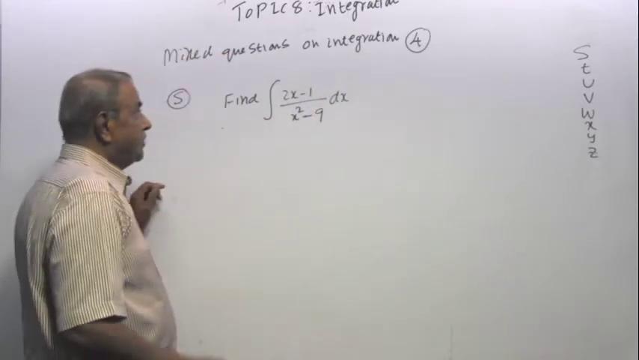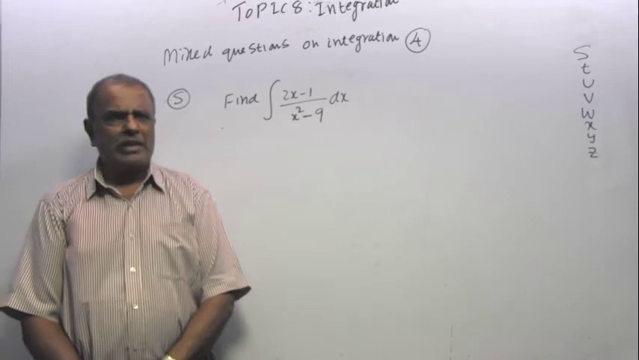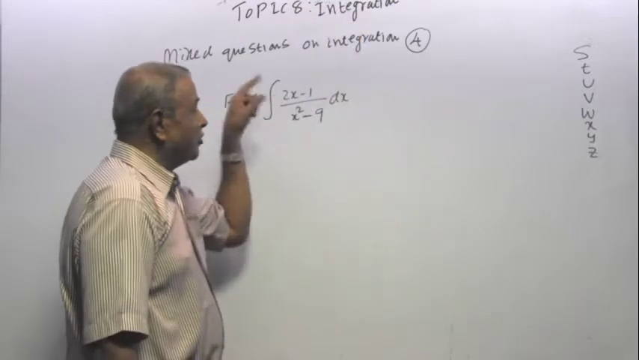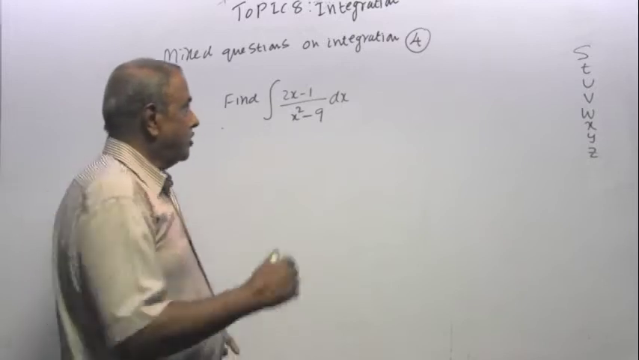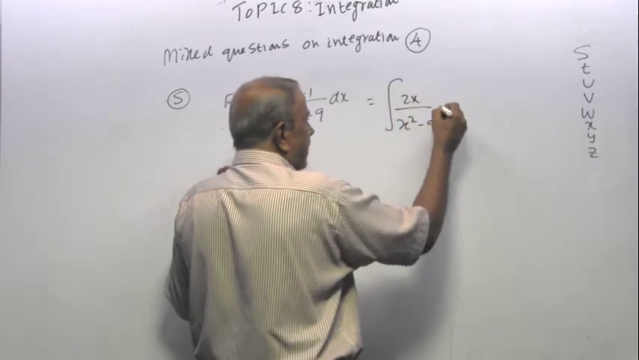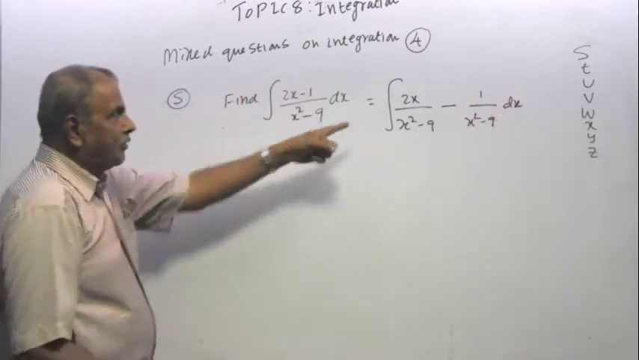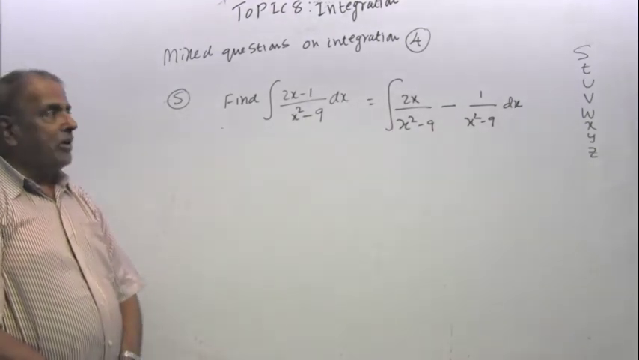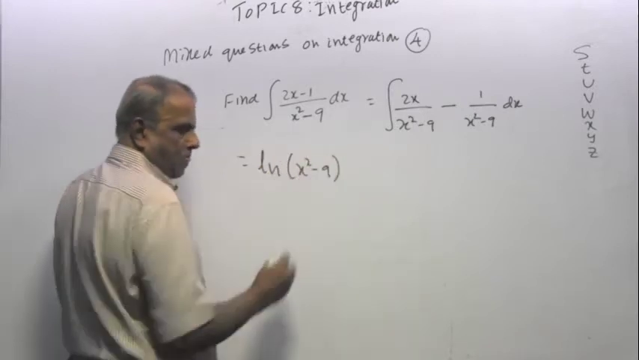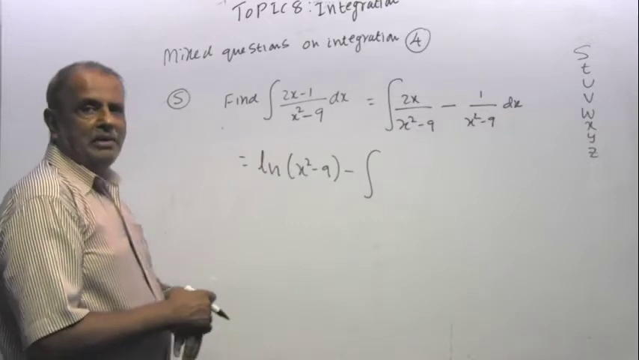First and foremost, I can't integrate this directly. I can use substitution, but when I differentiate x squared minus 9, I get 2x, and I've got a 2x and a minus 1 hanging. I can't get rid of that minus 1. So can I write this as the integral of 2x over x squared minus 9, minus 1 over x squared minus 9, dx? Now in the first one, the numerator is the exact derivative of the denominator, so I can write it as ln of x squared minus 9. That's fine. Minus the integral of 1 over x squared minus 9.